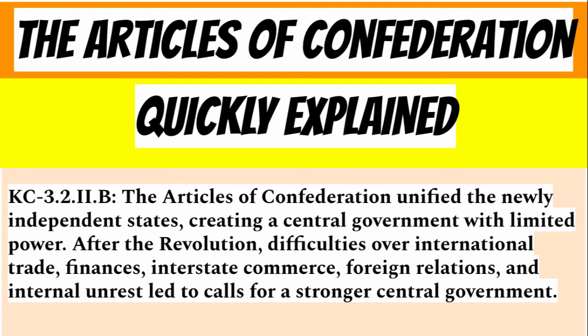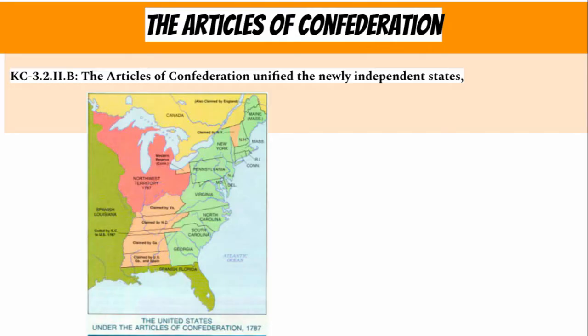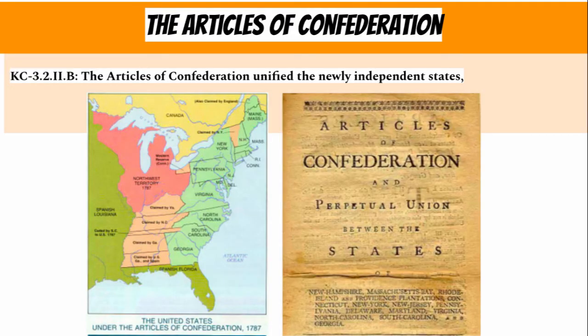What's up, beautiful people? Today I'm going to explain the Articles of Confederation super quickly. So remember, the Articles of Confederation unified the newly independent states. These 13 colonies were no longer colonies. They were united under the Articles of Confederation, our first national government.